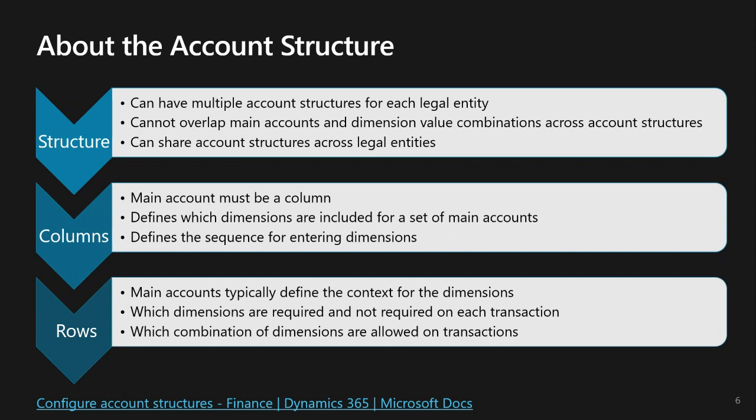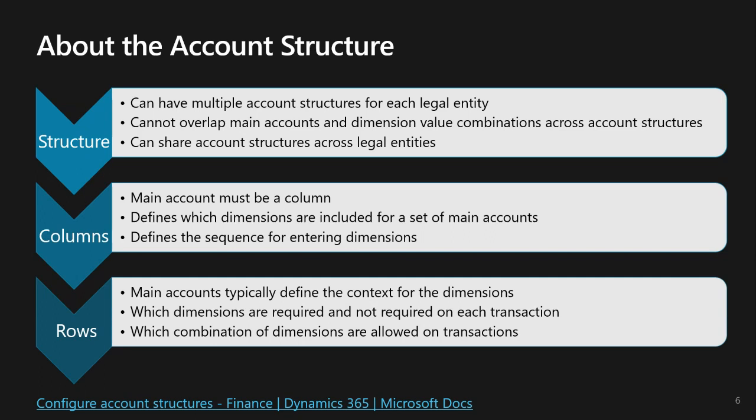The sequence that the columns appear from left to right in the account structure will dictate the sequence that users will enter the dimensions when pressing Tab in the segmented entry control. The segmented entry control is a special type of field that appears in journal entries, for example, where you can enter the full account string for a particular transaction.